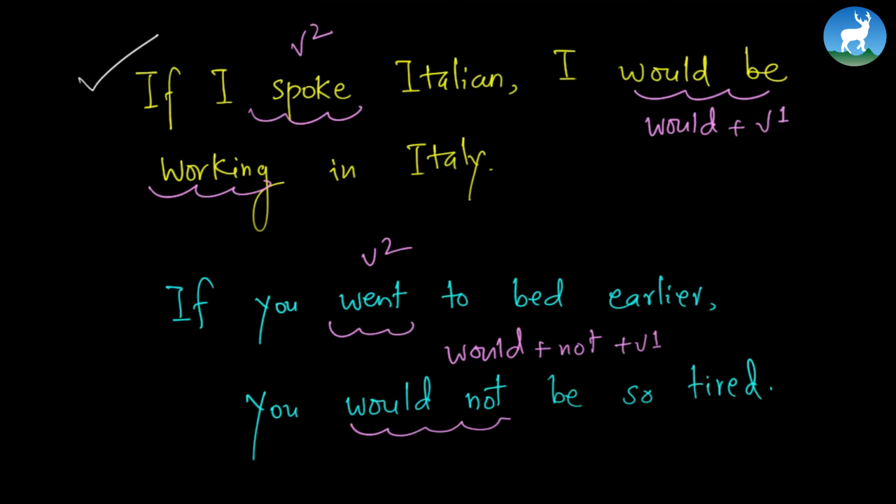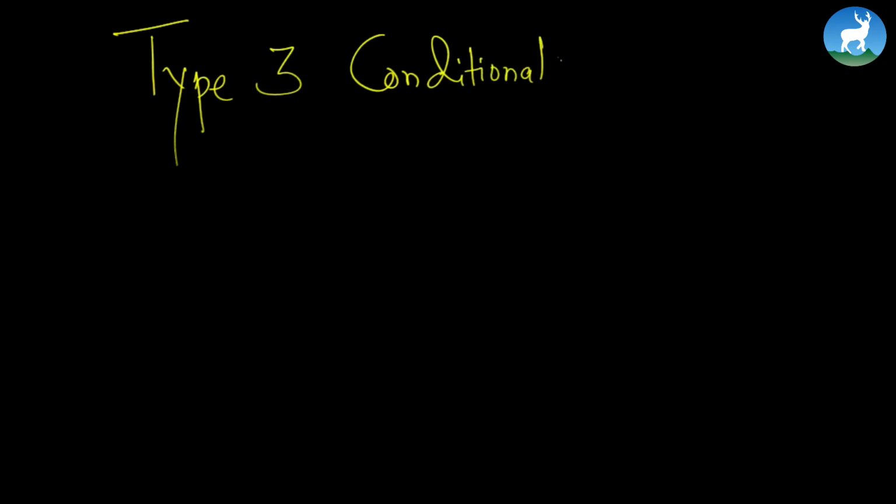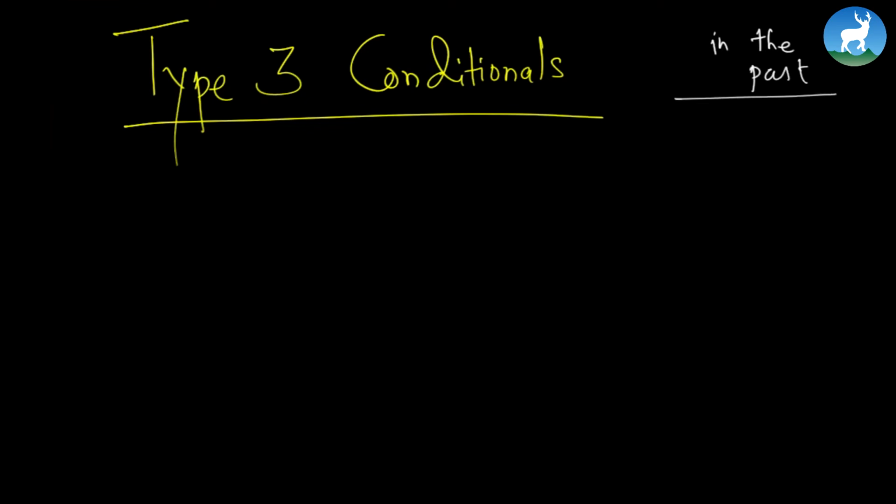Type 3 conditionals. The type 3 conditional is used to refer to a time in the past. So in the past, keep that in mind, in the past. And a situation that is contrary to reality. So the situation that is opposite to reality. So we'll talk about a situation that is opposite to reality.